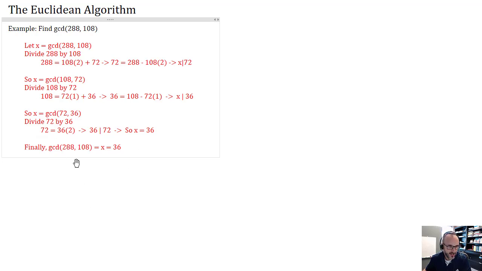All right, I kind of fumbled around my words there at the end. I hope that made sense. 36 went into 72 evenly, so 36 is the greatest common divisor of those two numbers. So that's how you know to stop.